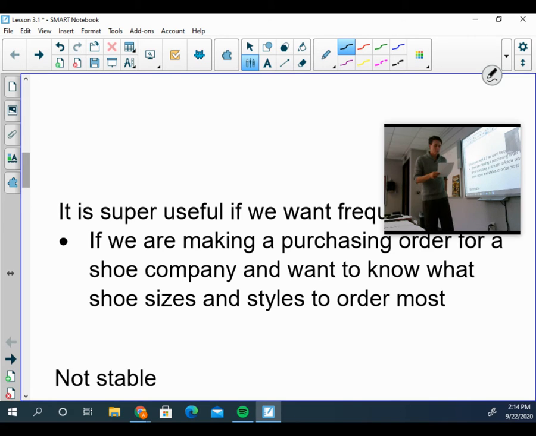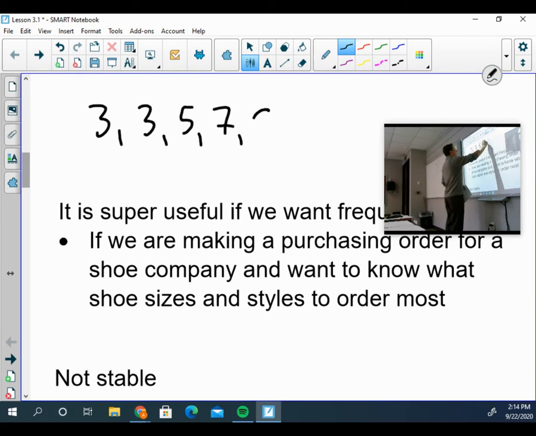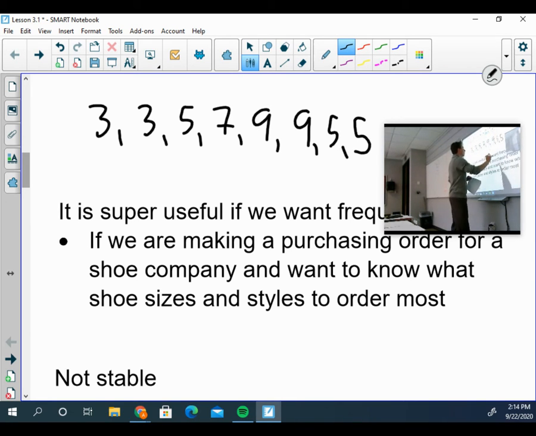The other thing you need to know about mode is that mode is unstable, because if I add a piece of data to the set of data, it can change like that. So if I give you an example here, let's say I have a set of 5 pieces of data. You would tell me that the mode is 3. But I add a single piece of data here. Now the mode is either 3 or 9. And if I add 2 more pieces of data, it is now 5. It's constantly changing when you add or take away data.